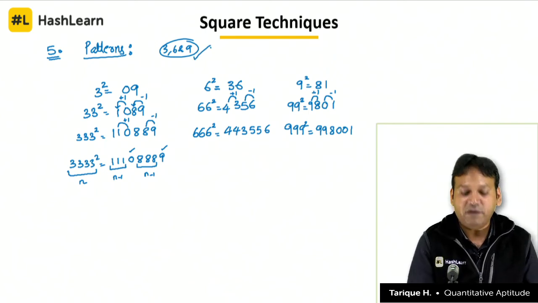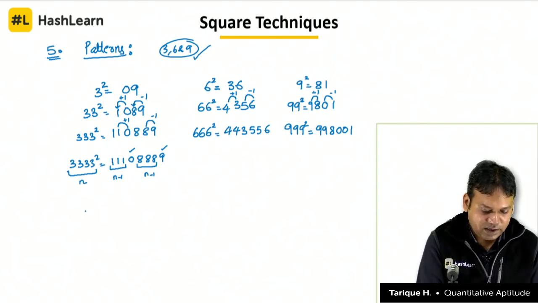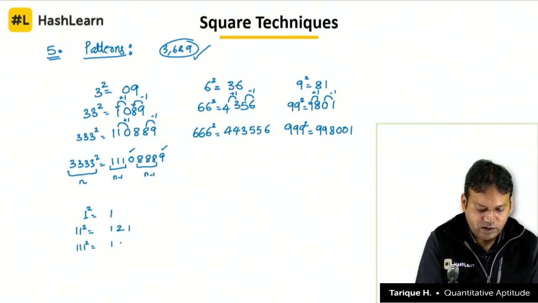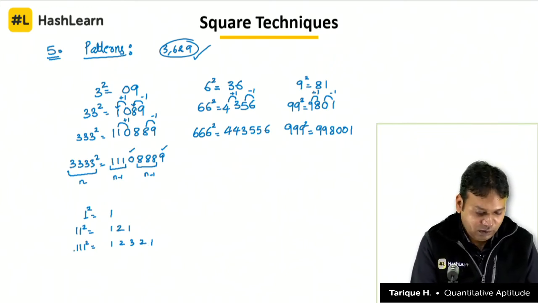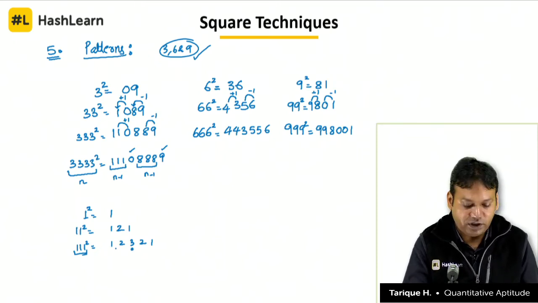There is also a pattern for 1. So, the pattern for 1 is like this: 1 square is 1, 11 square is 121, 111 square is 12321. So basically what you are doing is you count how many ones there are. So there are 3 ones, right? 1, 2, 3, stop at 3 and then reverse from 3 to 1.